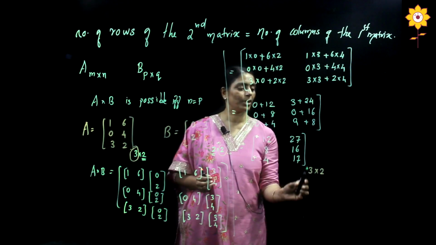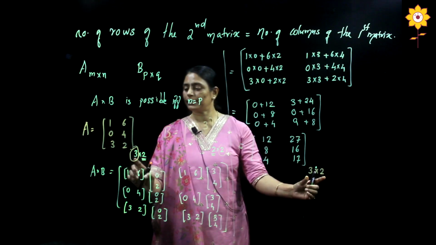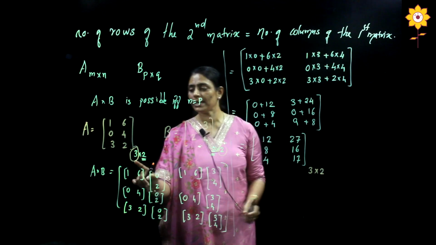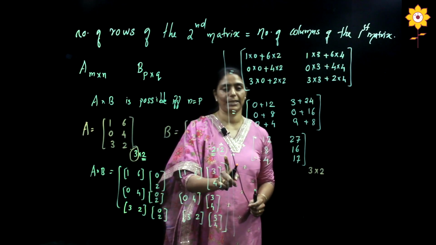So the final answer we are obtaining is a matrix of order 3 by 2, where 3 is the number of rows in the first matrix and 2 is the number of columns in the second matrix.